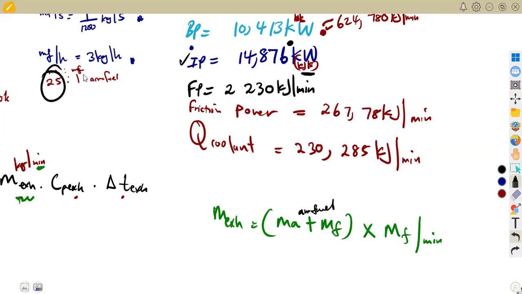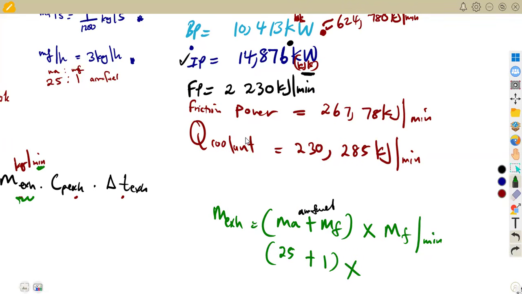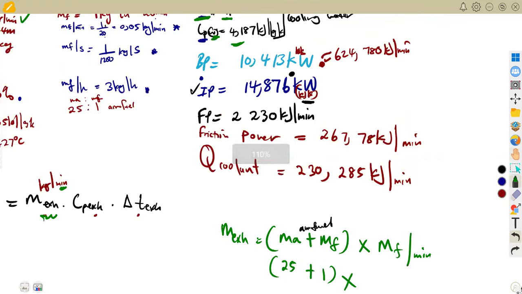Air-fuel ratio, the mass of air to the mass of fuel, that is what it means. What is the mass of air? 25. What is the mass of fuel according to this? It's 1 times the mass of fuel per minute, so that we obtain this per minute also. So the mass of fuel per minute is given, we have it: 1/20 or 0.05 kilograms per minute.